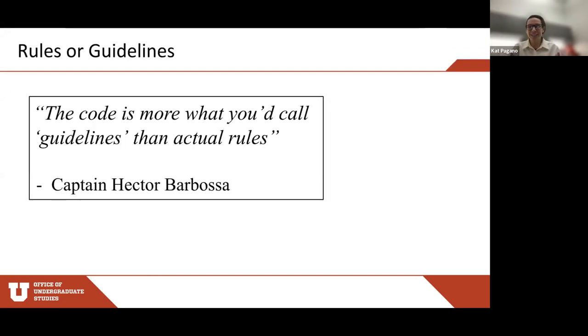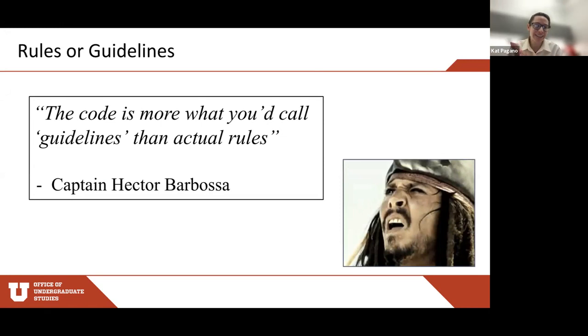So I love this illustration by Captain Hector Barbosa from Pirates of the Caribbean. He says the code is more what you call guidelines than actual rules, okay? So I think with this system, making it transparent to your students that you've created this system in a way that works for this class, it doesn't mean that it's necessarily applicable to all their other classes. And that could be a downfall of this system, right? Is that it's not fluid through everybody else's teaching methods, learning modalities, or assessments.